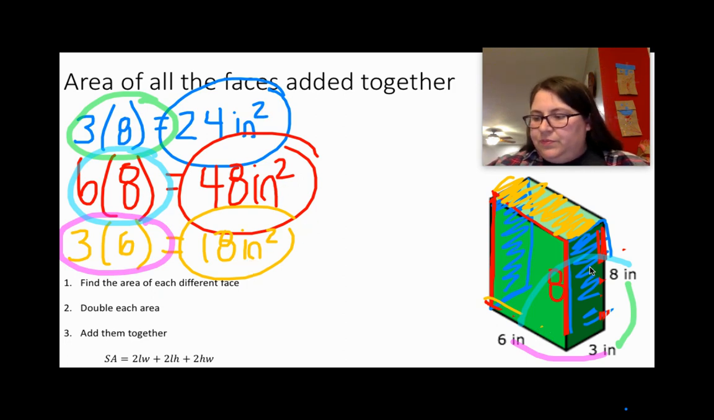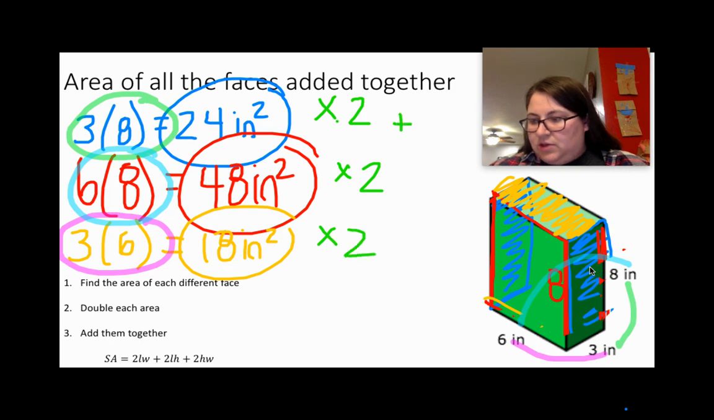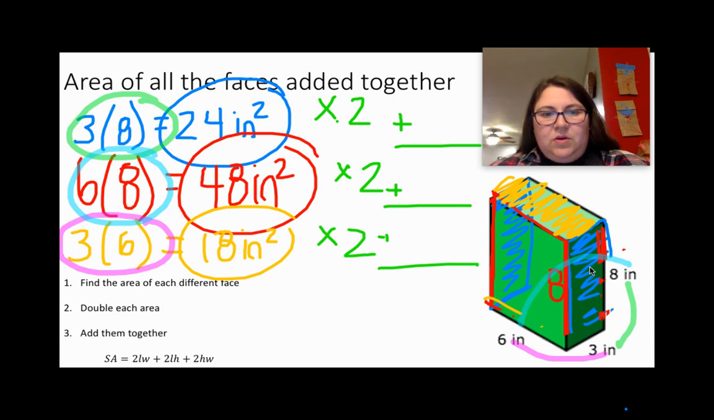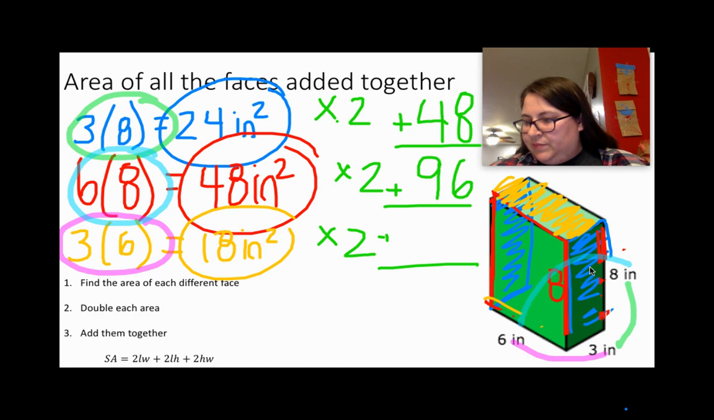Now what we're going to do is you have two options. You can double them all right now and then add your answers together, or you can add them all together now and then double them. It doesn't really matter. In my brain, it works a little bit better to double them right away. So that means we're going to have 48 and 96 and 36 that we're adding together.